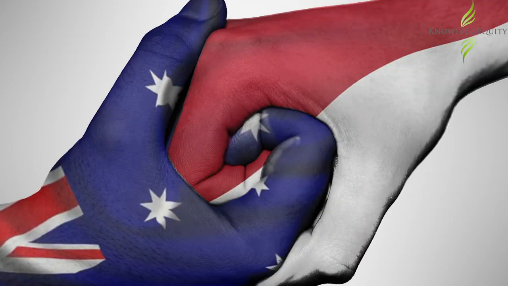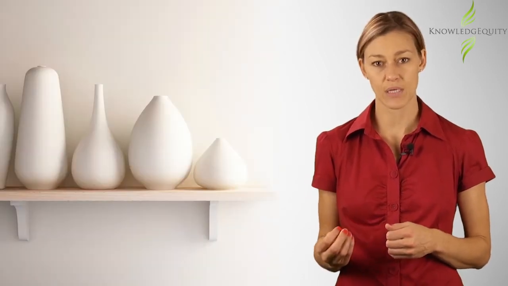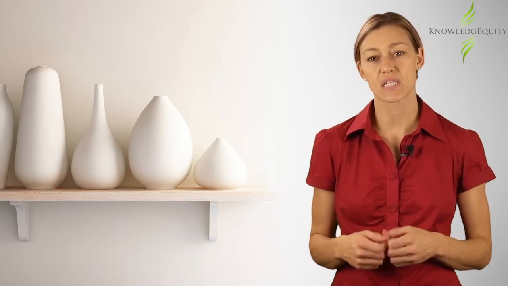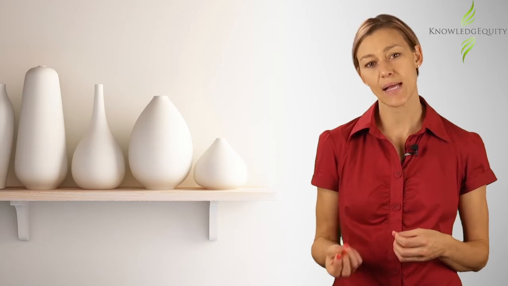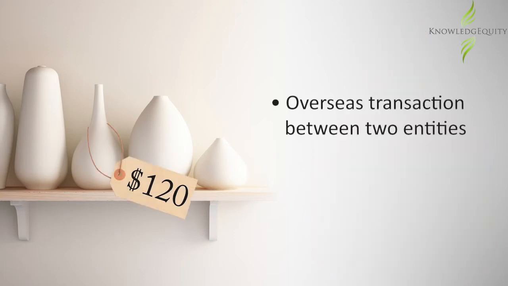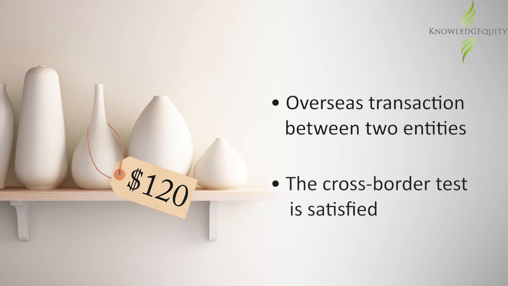The conditions will satisfy the cross-border test if they meet the overseas requirement, where we have an Australian resident transacting with an overseas entity. For example, let's consider an Australian resident company that purchases vases from a related company which is a resident company in Singapore. The vases are purchased as inventory and sold in the Australian company's retail stores for $120. This is an overseas transaction between two entities and the cross-border test is satisfied.